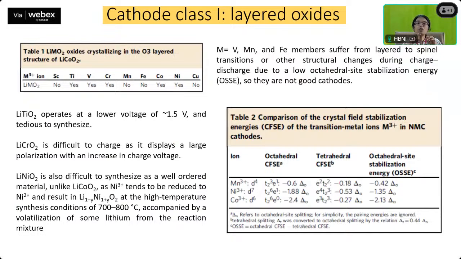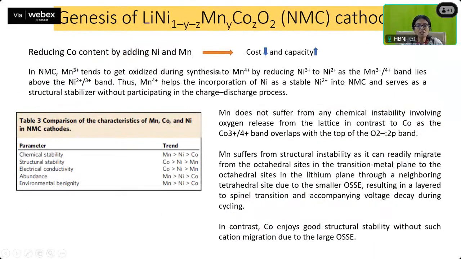And by reducing the amount of cobalt and adding in some other material, if you are still able to maintain the electrochemical performance, then nothing like it. And continuous research has shown that you can use nickel and manganese as a substituent for cobalt. So you can reduce the amount of cobalt and add in some amount of nickel and manganese. And these cathodes are known as the NMC cathodes. So what is the genesis of these lithium nickel manganese cobalt oxide cathodes? You reduce the cobalt content by adding nickel and manganese. So cost goes down and the capacity increases.